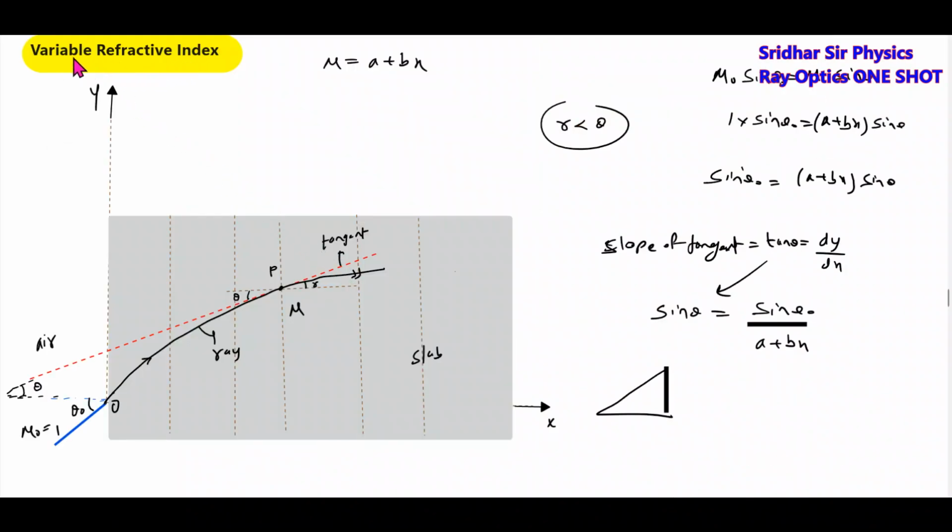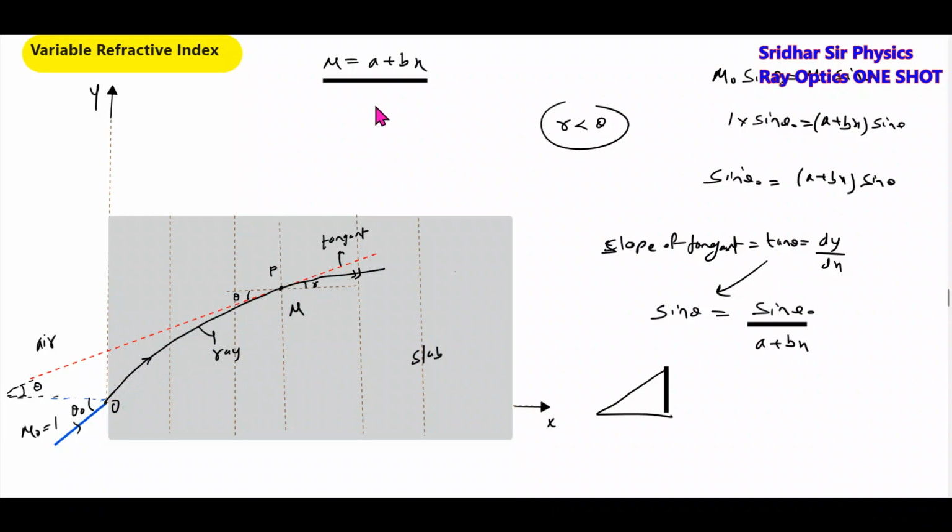We'll discuss the concept of variable refractive index. Here I am choosing a medium where the refractive index will vary along the x-axis. The ray will enter at the origin O, which we have chosen. Here let this be air. The angle of incidence, let it be theta naught. Here as this is air, the ray will bend like this.